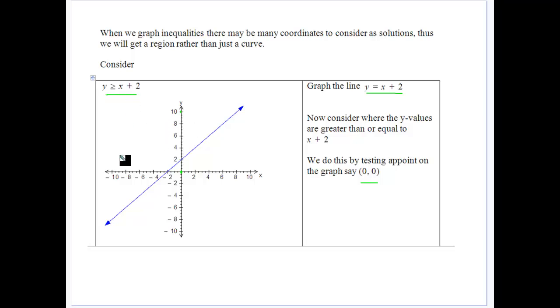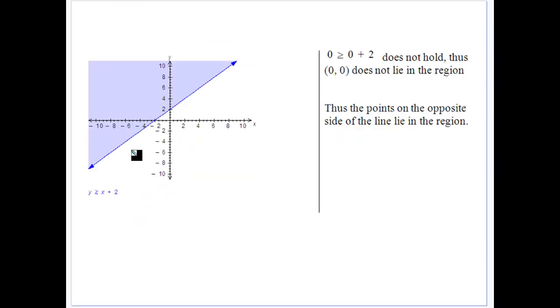So that's how we start to do this one. Do our graph, make sure we test a point, and we can test either side. But then if the point holds, we shade that side. If it doesn't, then you shade the other side. And then you'll see there's our shading there, and that's what we were just explaining.